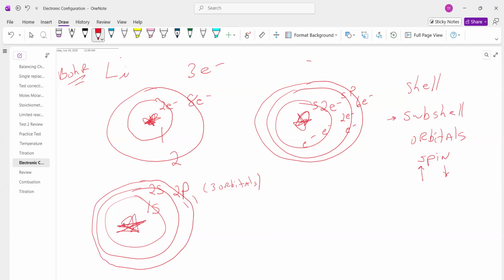Okay, so let's look at how we're going to do the electronic configuration for lithium. We have 3 electrons to account for. 2 of them are in the shell 1 s orbital. And how many electrons are in there? 2. So this is the shell. That's the subshell.